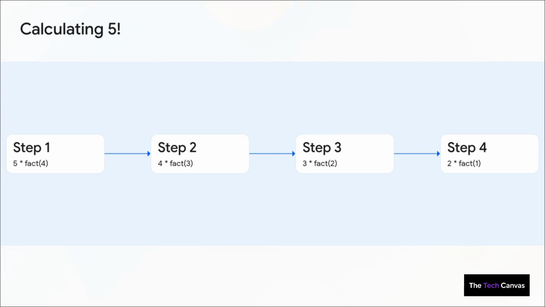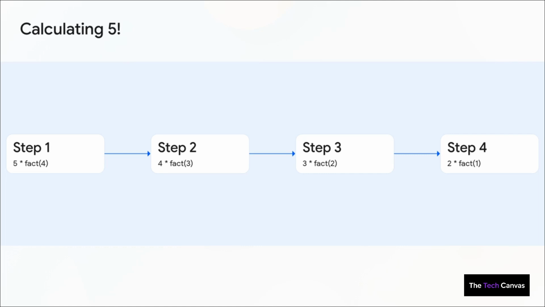Let's see how this logic builds visually using a classic math problem, calculating a factorial. Let's say we want the factorial of 5, which, as a reminder, means 5 times 4 times 3 times 2 times 1. Our function starts with step 1. It basically says, look, I don't know the whole answer, but I know it's 5 multiplied by the factorial of 4. So it creates a pending multiplication and calls itself. Step 2 does the exact same thing, holding on to the number 4 and asking for the factorial of 3. Step 3 holds on to 3, step 4 holds on to 2.